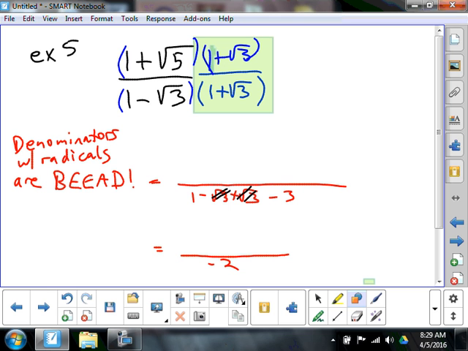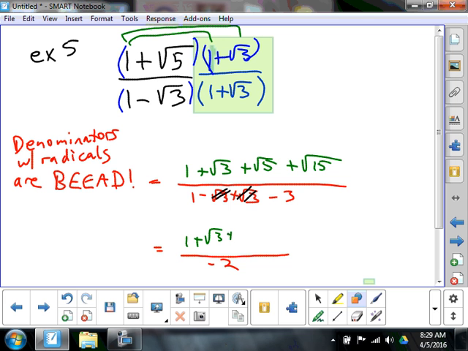All right, we're almost there. We got to FOIL the top. When we FOIL the top, 1 times 1 is going to give us 1. The outer terms, 1 times rad 3 is going to give us rad 3. 1 times rad 5 is going to give us rad 5. And rad 3 times rad 5 is going to give us rad 15. So what we get is 1 plus rad 3 plus rad 5 plus rad 15, and it's all over 2. You could write it just like that.